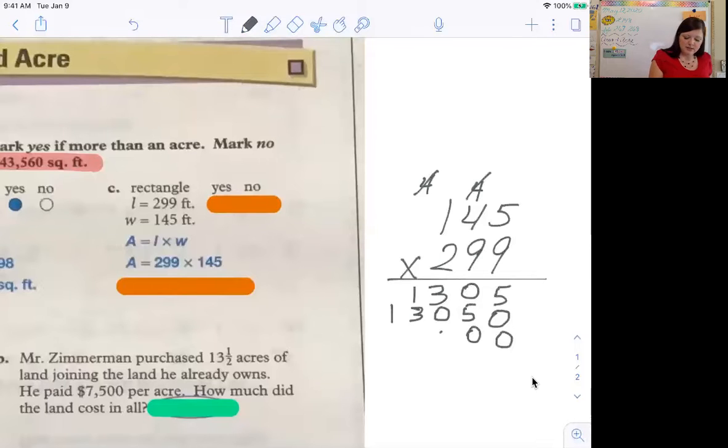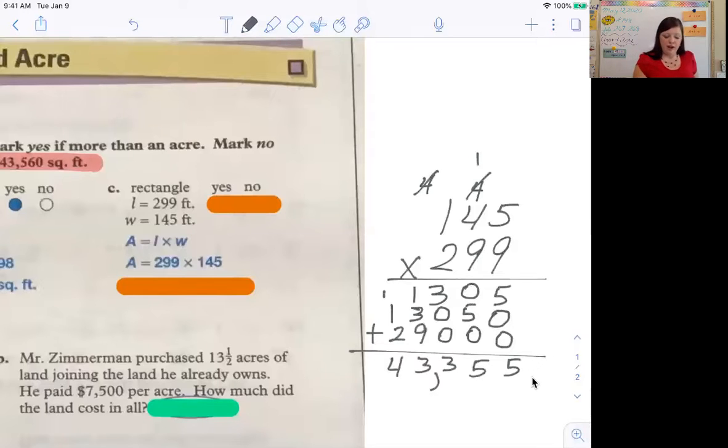2 times 5 is 10, carry the 1. 2 times 4 is 8, plus 1 makes 9. 2 times 1, 2. Let's add our 3 partial products together. 5, 5, 3, 1, 4, 13, 1, 2, 4, 1, 2, 3, comma. 43,355 is our answer. Oh good, it matches. Don't forget to put the square feet at the end of that.